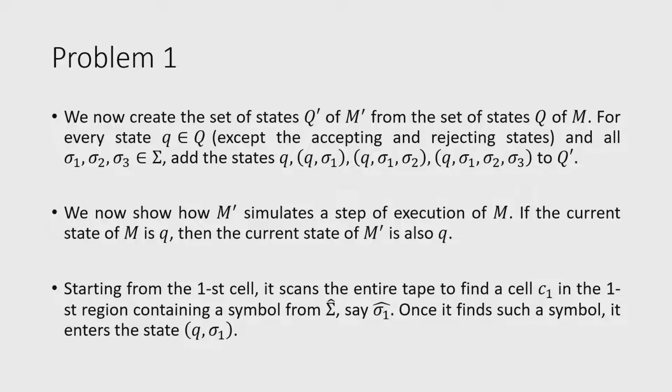Suppose that the current state of M is q, then the current state of M prime would also be q. Then what M prime would do is the following. Starting from the first cell, it would scan the entire tape to find a cell C1 in the first region of its tape containing a symbol from sigma hat. Let us suppose that this symbol is sigma 1 hat. Now what does this mean? This means that the read-write head of the first tape of M is on a cell which contains the symbol sigma 1, and once M prime finds such a symbol sigma 1 hat, it enters the state q comma sigma 1 from its state q.